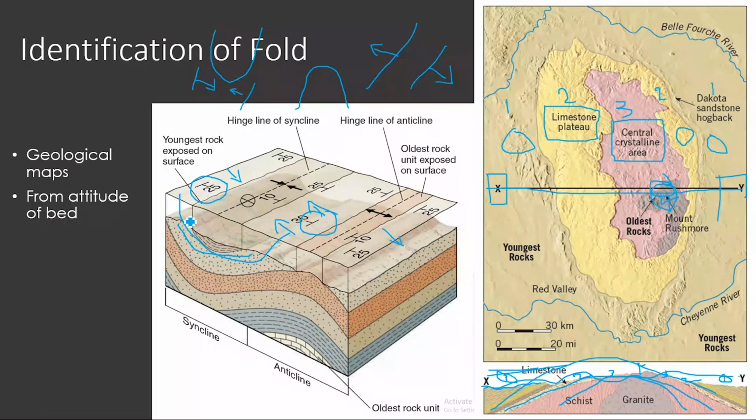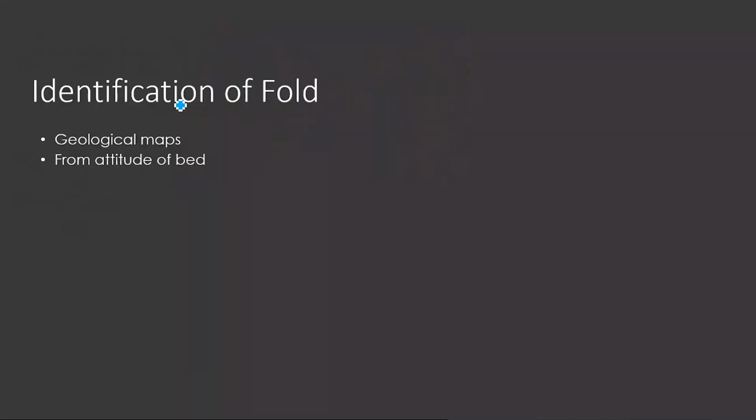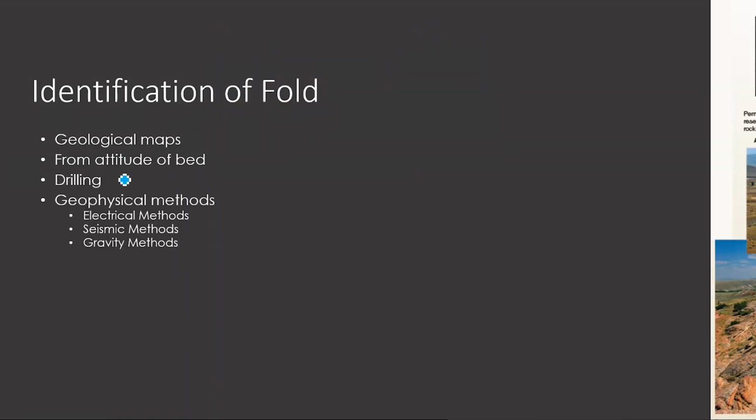when we plot these attitudes on a map, the map will tell me whether the area has uniformly dipping strata or folded strata. So these attitudes will help me to identify the fault. And the third method is the drilling technique.